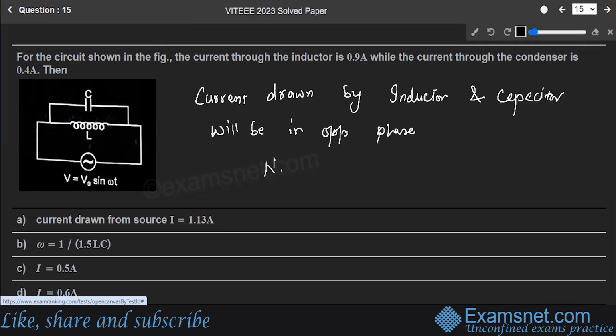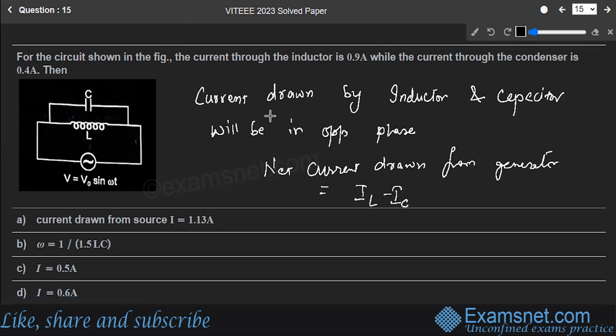Hence, net current drawn from generator will be IL minus IC, which is 0.9 minus 0.4. That is 0.5 ampere. So you have C option as the correct answer.